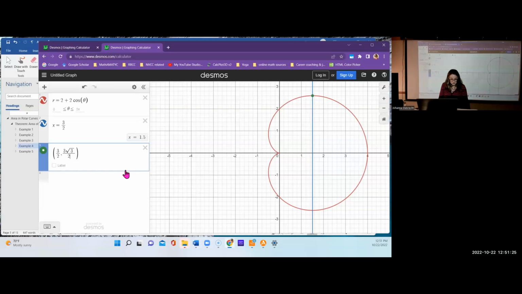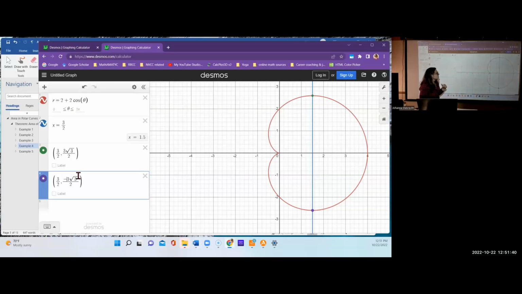Now this one down here would be the same, but it would be the negative of it. So we can copy this, paste it down below, and change the sign to a negative. And now we've got the one at the bottom. We can tell that is where the two are intersecting.